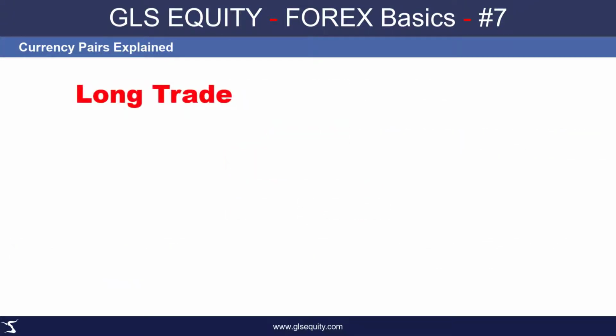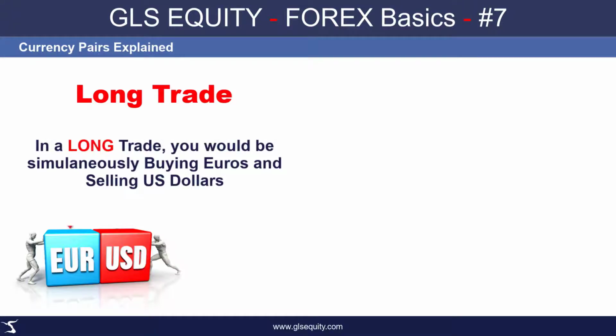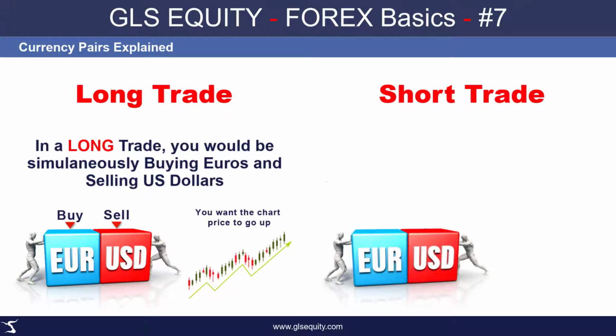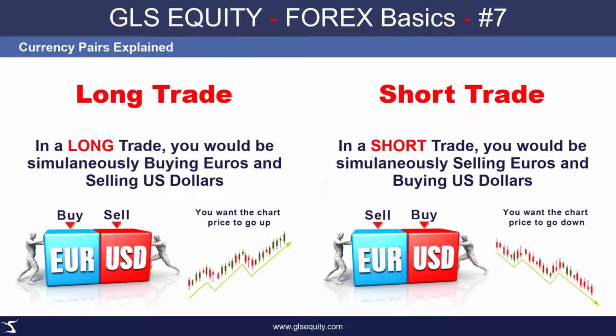Long trade. So if you were to go long the EUR-USD, you would be exchanging your US dollar for euro. You would be simultaneously buying euro and selling US dollar, and you would want the price, the exchange rate, to go up to make a profit. Short trade. If you were to sell, go short, the EUR-USD, you would be exchanging your euro for US dollar. You would simultaneously be selling euro and buying US dollar, and you would want the price, the exchange rate, to go down to make a profit.